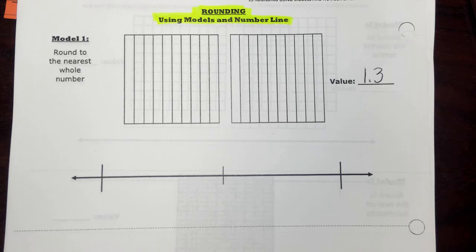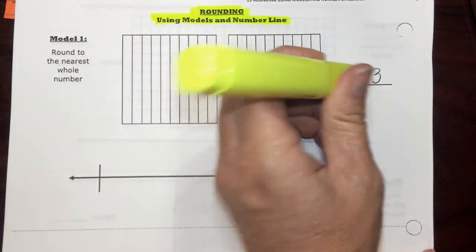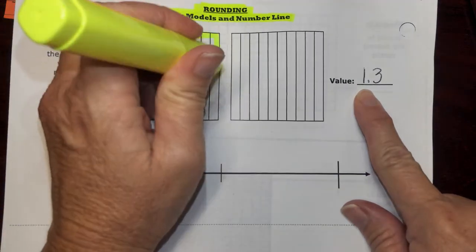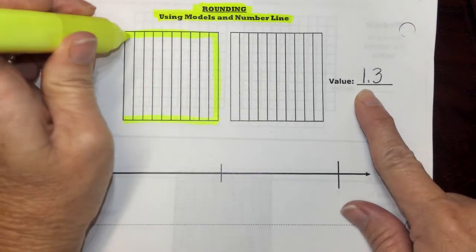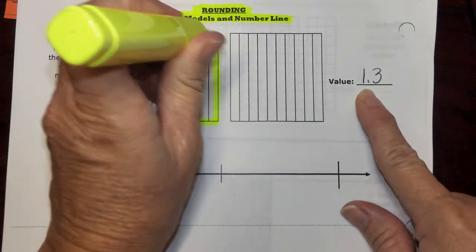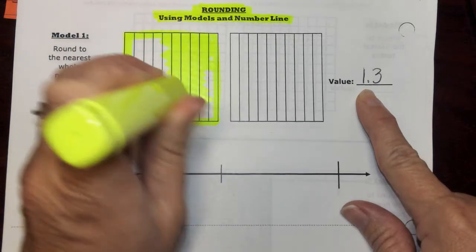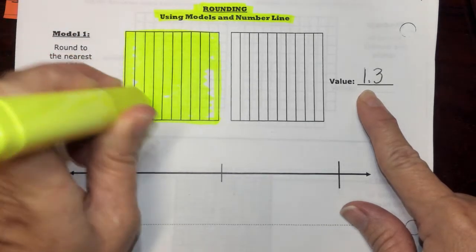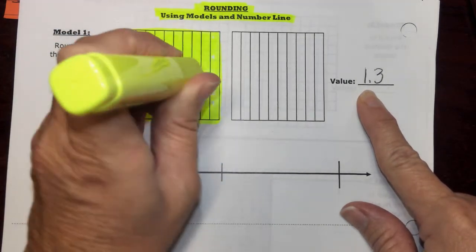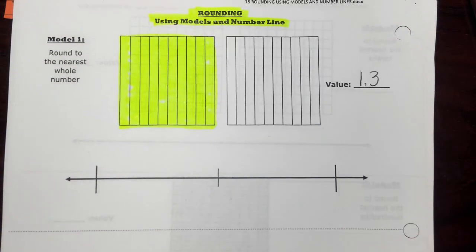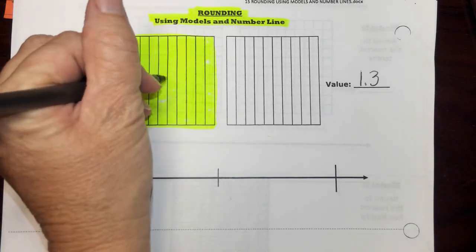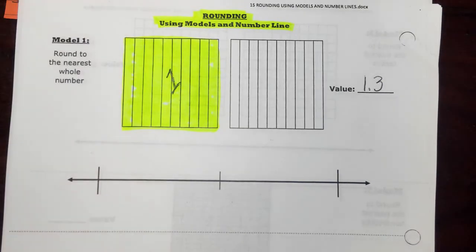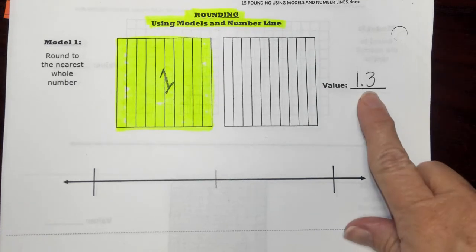So if I'm shading this model to represent 1 3/10, I've noticed that I have a 1 in the ones place. And so I'm going to just outline and shade this first model. So that's going to represent my whole. I'm just going to go ahead and write a number 1 right here to represent that whole. And then I need 3/10 more.